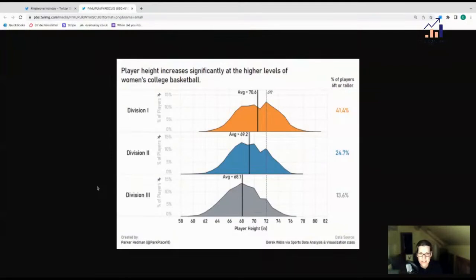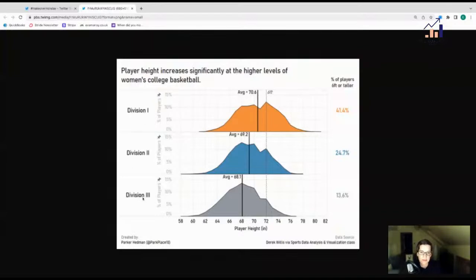So player height increases significantly at the higher levels of women's college basketball. Yes, I think that's a fair description. So it's not like the player is growing, but the player height increases, which is something we discussed earlier. So this is in inches again. So this might be a fair way to express height in the US, I'm assuming. I struggle with that because inches to me always is 2.5 centimeters. So to do 70 times 2.5 boggles my mind.